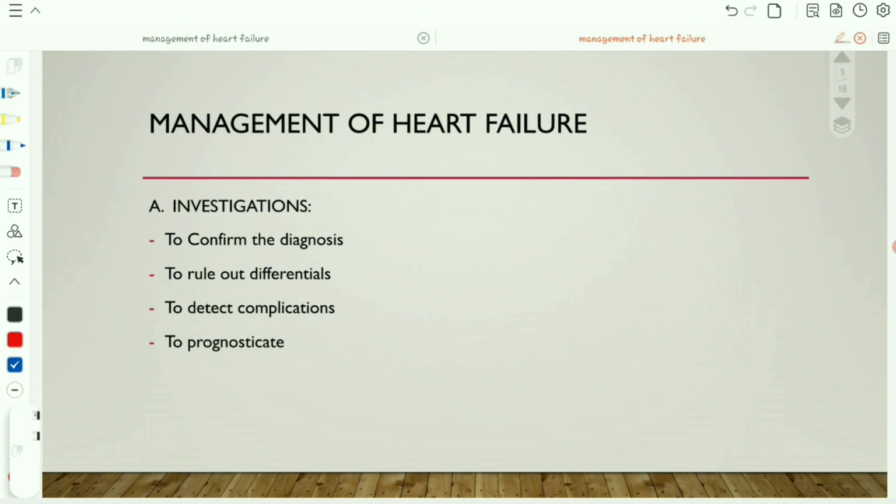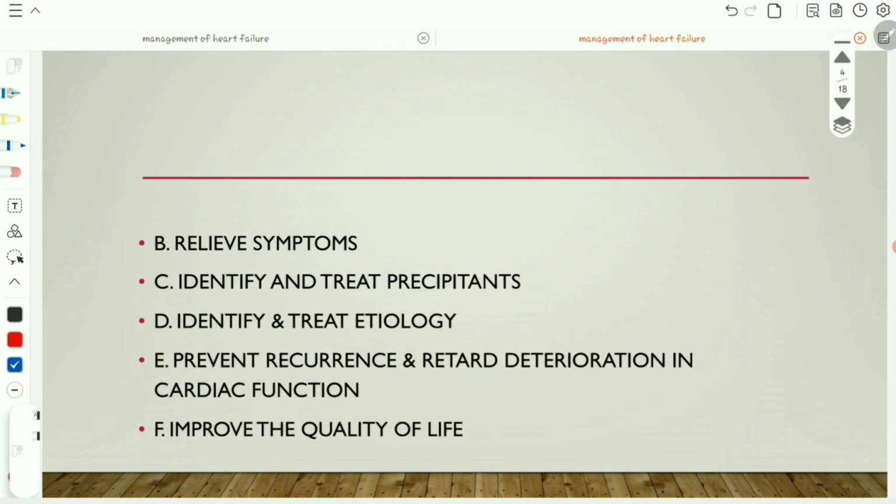First, I would like to carry out some investigations, and the aim of my investigations will be to confirm the diagnosis, to rule out differentials, to detect complications, and to prognosticate the patient. Then the next thing you want to say is, also, sir, I also want to relieve the symptoms, identify and treat precipitants, identify and treat etiology, prevent recurrence and retard deterioration in cardiac function, and improve the quality of life.